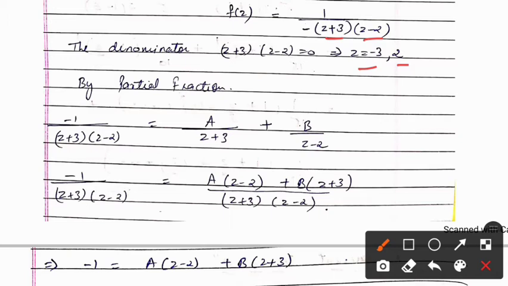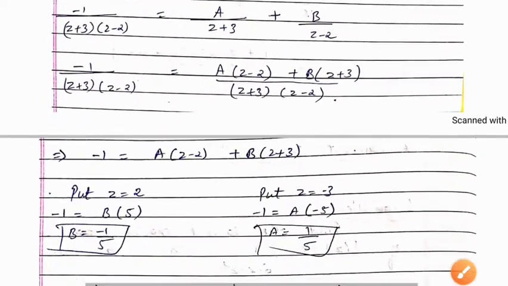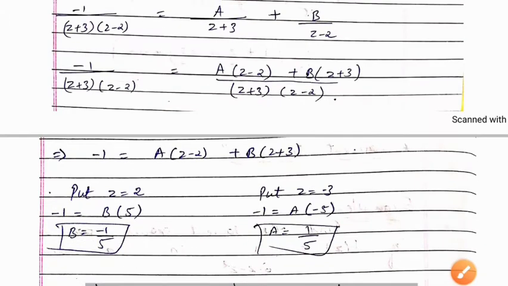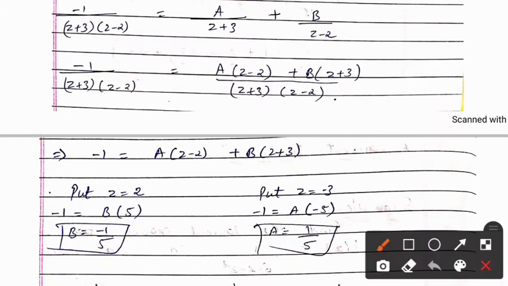So partial fraction means what? We will write this whole term here. We are having two brackets where the power of z is 1. So I will take two constants, constant a and constant b. I will put each bracket in the denominator, right? Next, I will take the LCM of this. So if I take the LCM of the RHS side, the LCM will be z plus 3 into z minus 2.